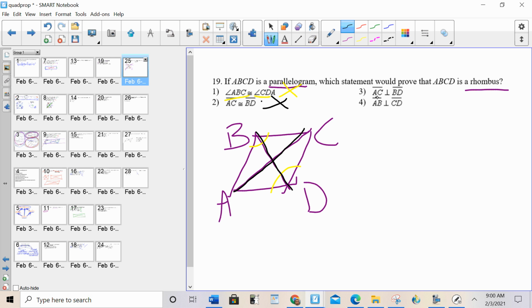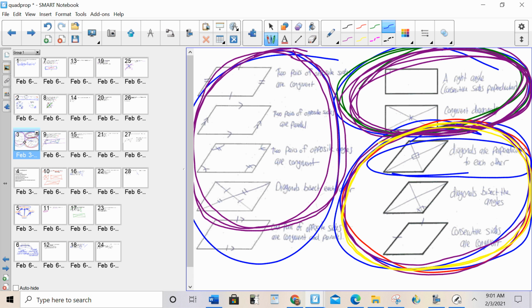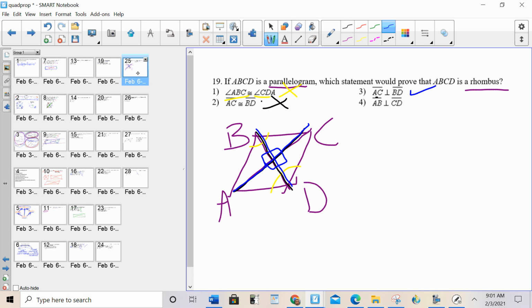AC is perpendicular to BD. Diagonals are perpendicular to each other. Yes. That is one of the ways to prove a rhombus. And you're going to see that property come up a lot.